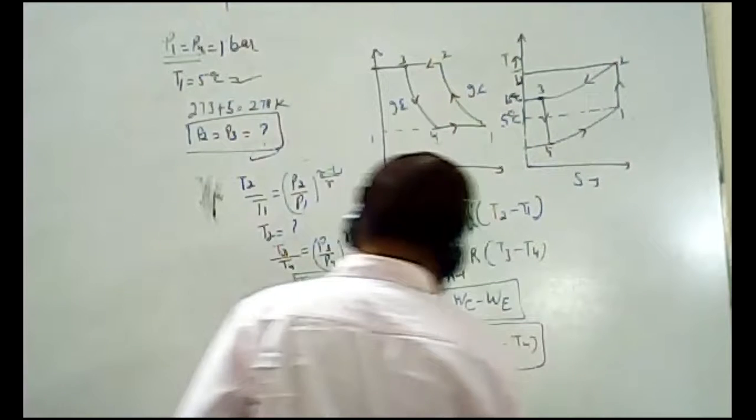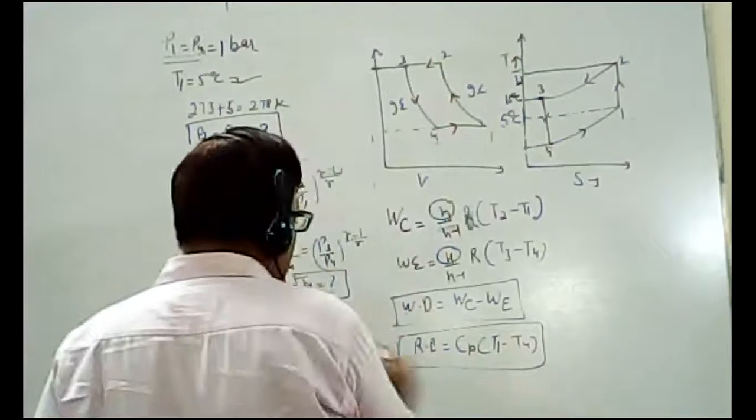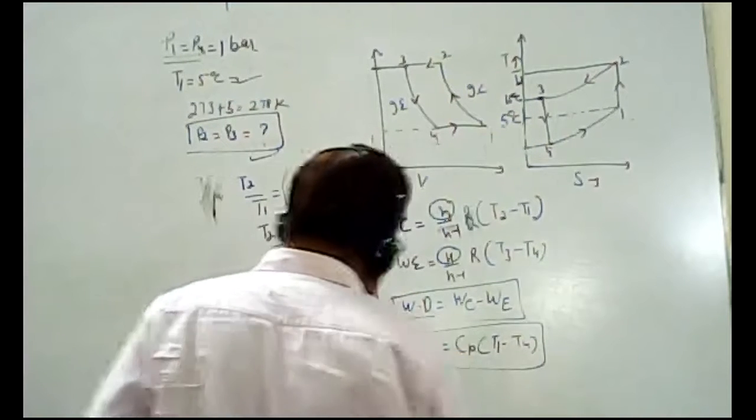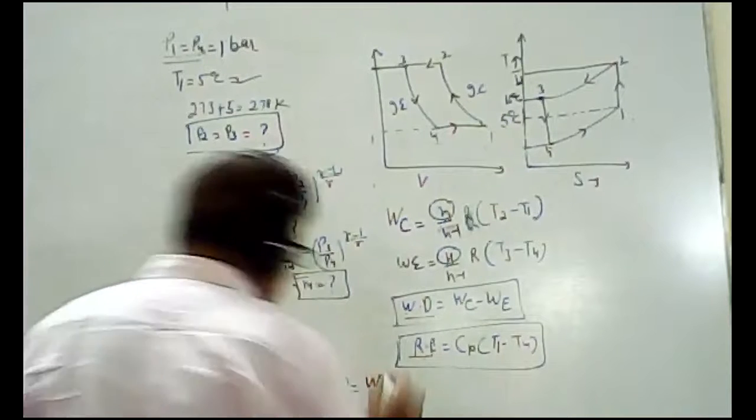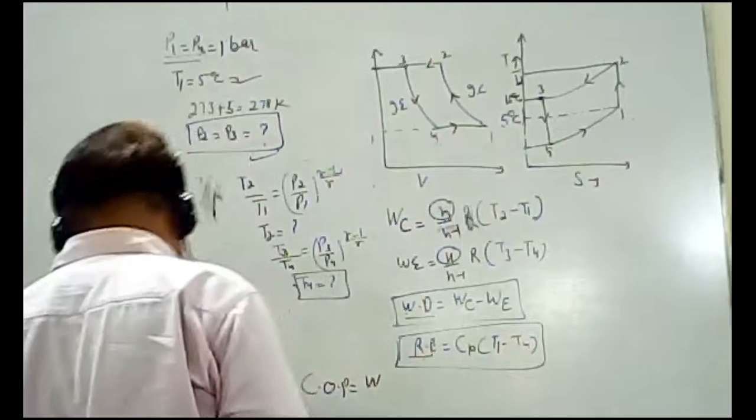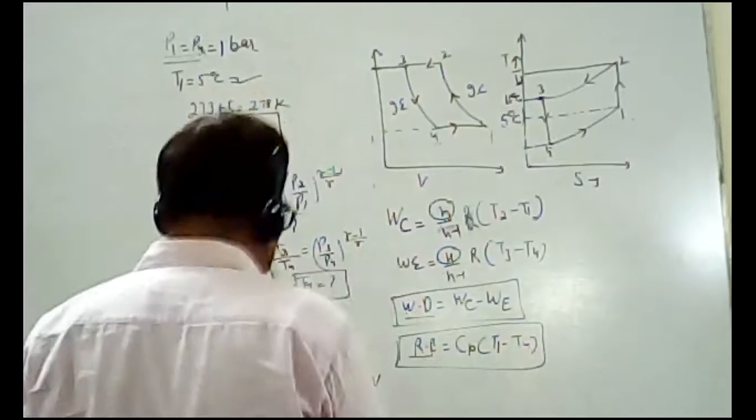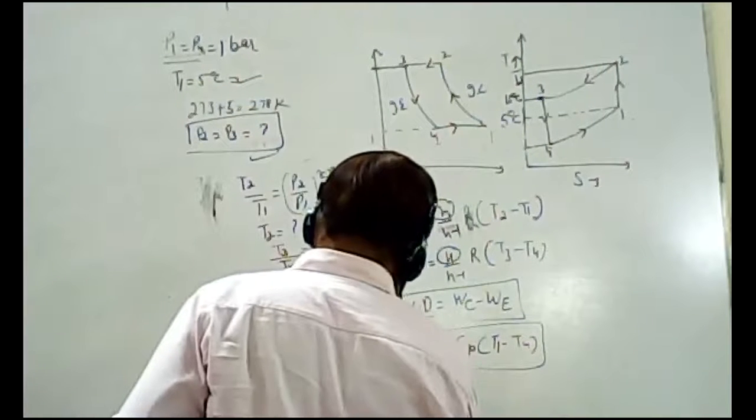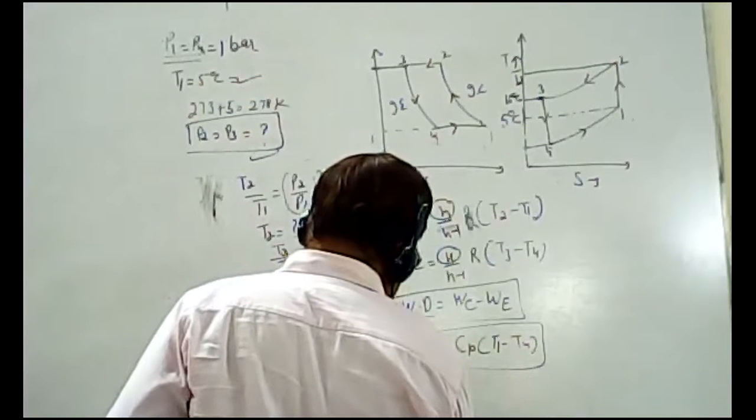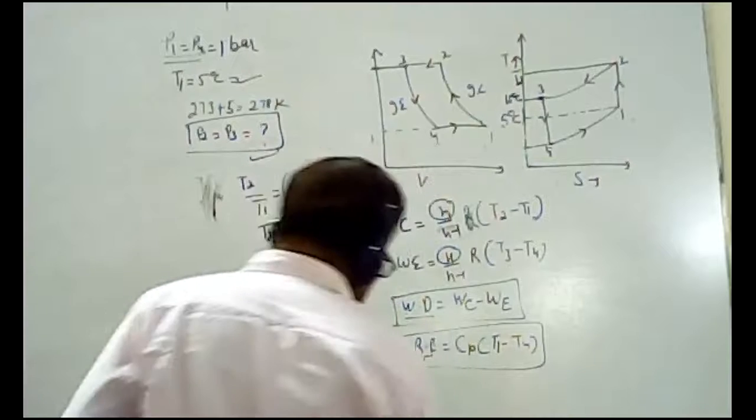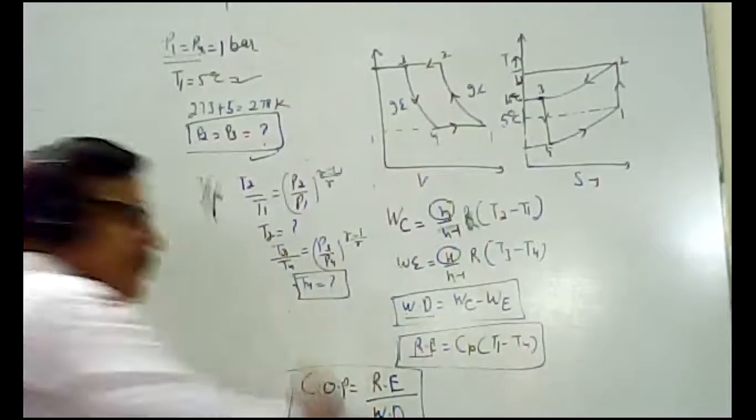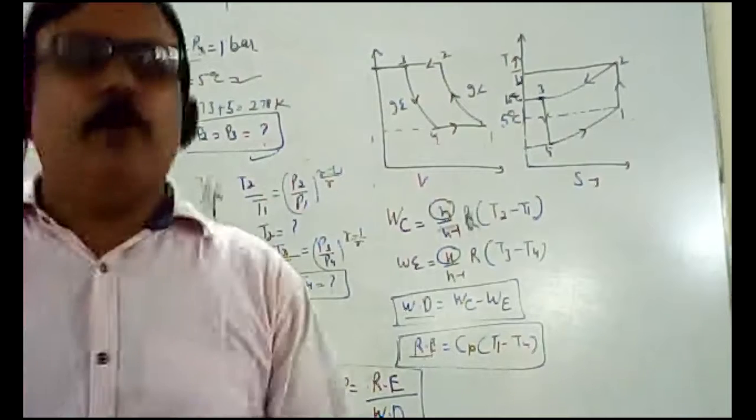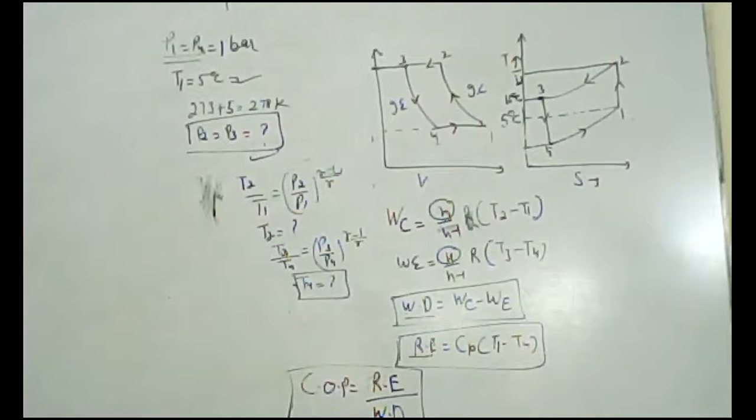So both values you can find out from here: work done and refrigeration effect. Now COP will be equal to how much heat is absorbed, that will be the refrigeration effect divided by the work done. From this equation, you can find out the value of the COP.